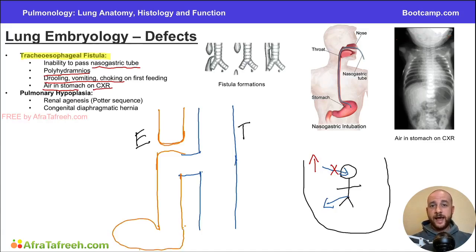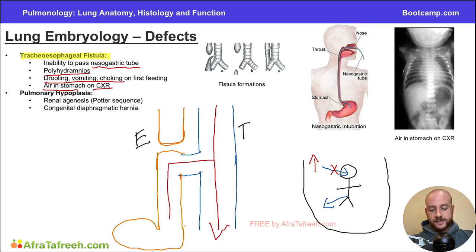And so as we inhale air, it's going to go down the trachea and into the lungs, but it can also, if that fistula is present, move laterally into the esophagus and start to occupy space in the stomach.